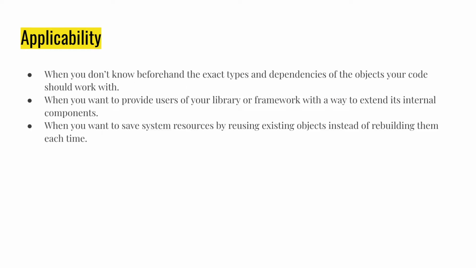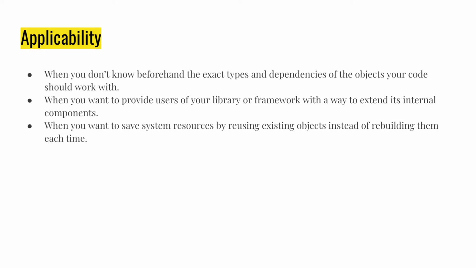So when do we apply this pattern? We use it when you don't know beforehand the exact types and dependencies of the objects your code should work with. Also, when you want to provide users of your library or framework with a way to extend its internal components. Lastly, when you want to save system resources by reusing existing objects instead of rebuilding them each time.